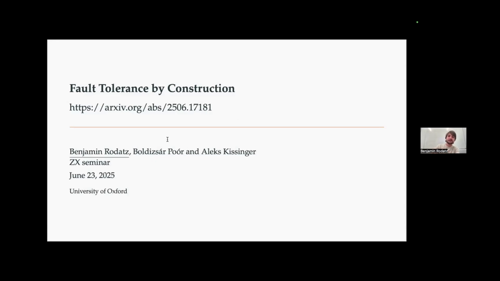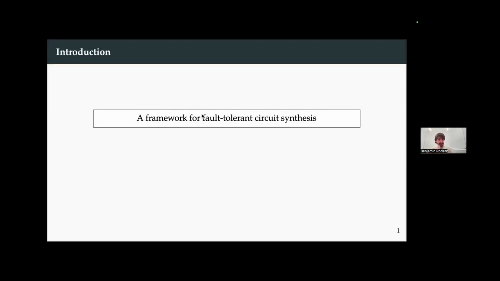I'm going to present some shared work with Bolisa Poor and Alex Kissinger on fault tolerance by construction, which, as I just mentioned, went live today on arXiv. So, in this talk, I'm going to be presenting a framework for fault-tolerant circuit synthesis, based on the ZX calculus. And the basic idea of this synthesis framework is that we start off with some idealized description of some circuit that we want to implement fault-tolerantly.